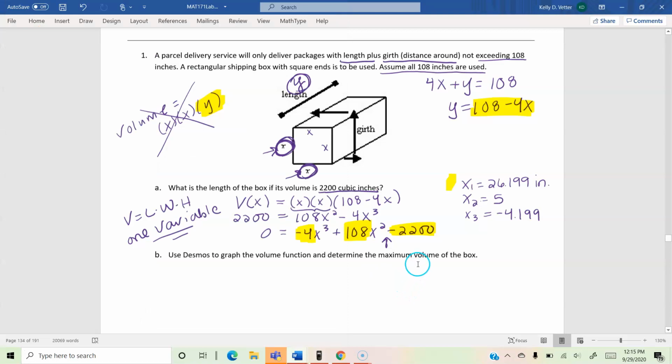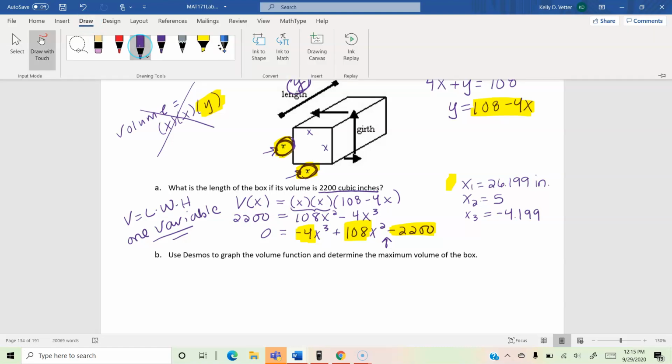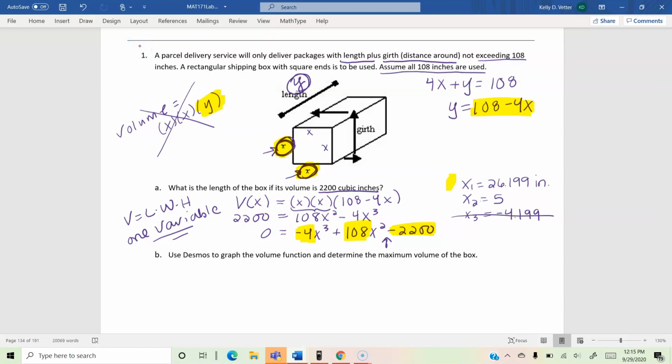Okay, well, remember that x represents the length of the box. Right? It's an actual dimension of the box. So it's not going to make any sense to have a negative number there. So that's an extraneous solution, so we cannot consider that. But what we did get are 2 solutions that we need to consider here, okay?